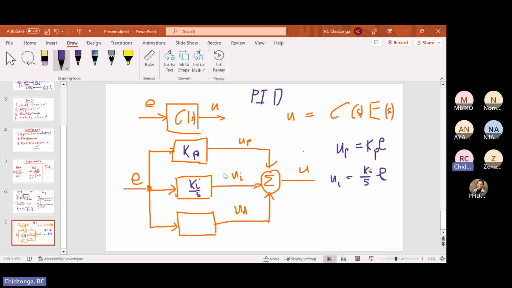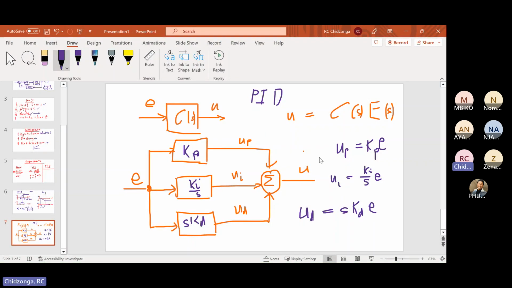So this component is proportional to the integral of the error. This is error E. And then lastly, this one is Kd, the derivative. Derivative in the S domain is S. So UD is proportional to the derivative of the error. So it's S, Kd, E.